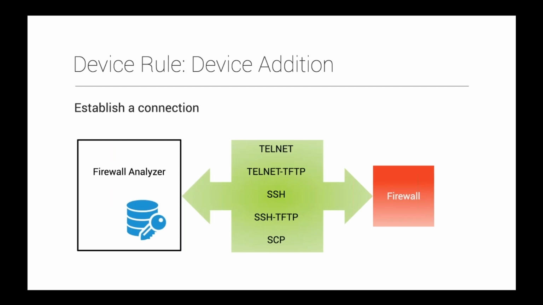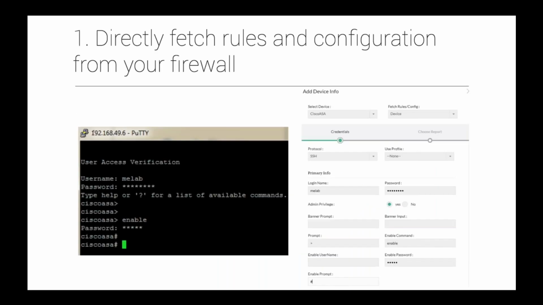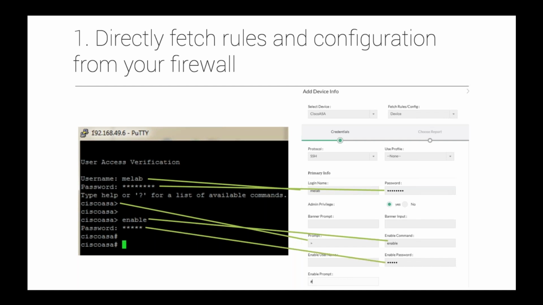We can fetch rules and configuration by two methods. One, you can directly fetch rules and configuration from a firewall. Given below is a sample screenshot on how to add device info. Given on the left is the CLI of the firewall device. We have taken a case of Cisco firewall. On the right is the Firewall Analyzer product UI. First, you need to enter the username, password, prompt, enable command, enable password, and enable prompt.